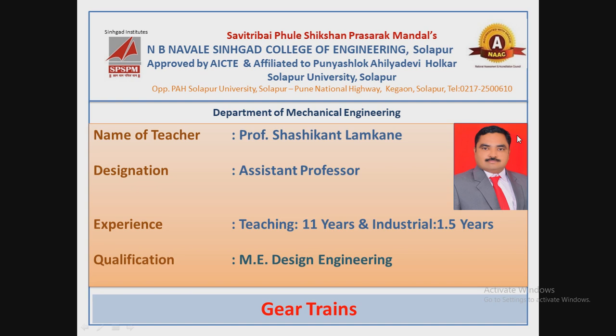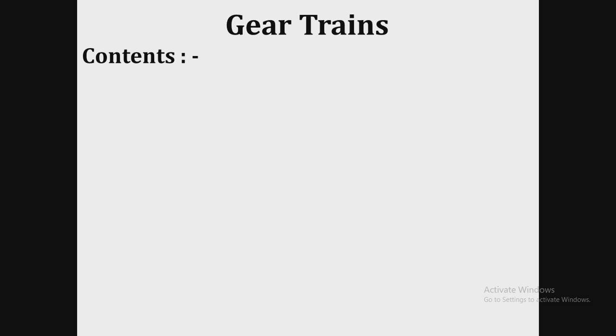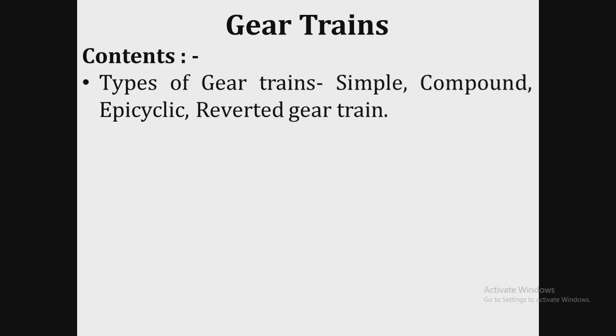So in this video, I am going to cover the topic gear trains. Under gear train we are going to see the different contents in this video, that is types of gear trains. The first one is a simple gear train, second one is a compound gear train, third one is an epicyclic gear train, and last one is the reverted gear train. Under epicyclic gear train there are two more types: one is a simple epicyclic gear train and another one is a compound epicyclic gear train.